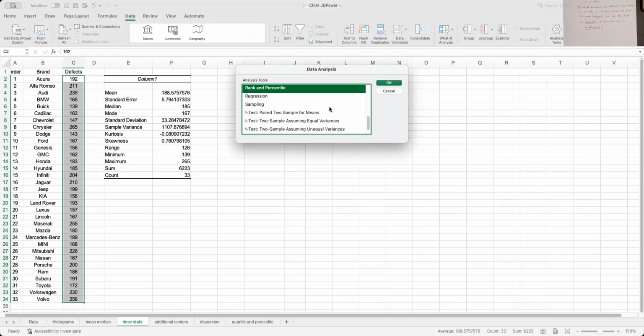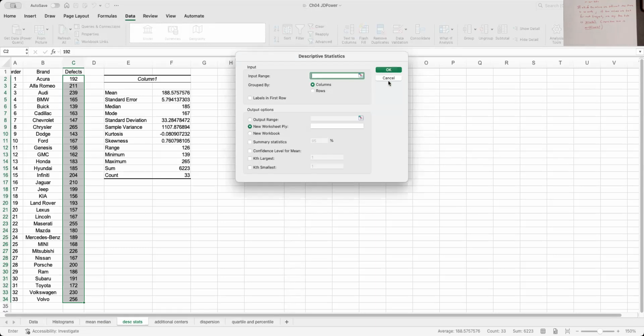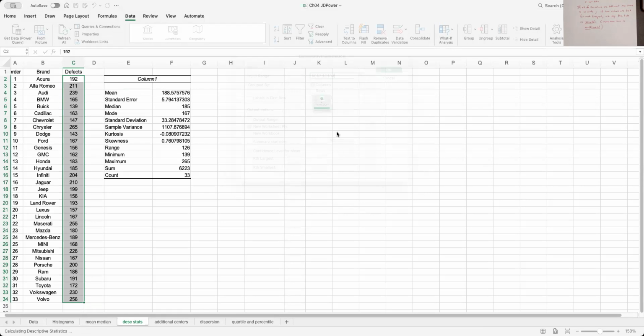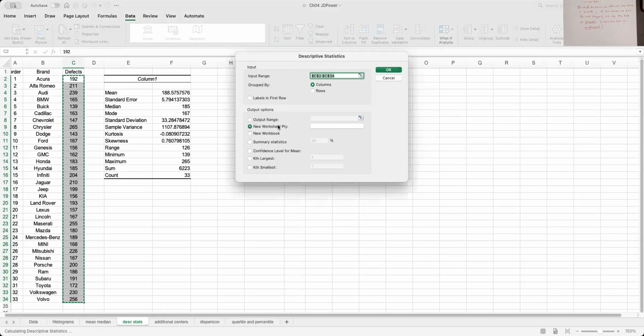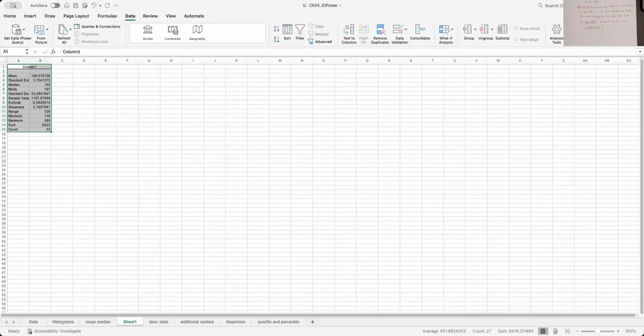If I scroll up, there is a block that says descriptive statistics. If I ask it to do the descriptive statistics, it'll ask me for an input range. I tell it where the data is. The data is in columns. And then it will spit out this block. Oops, forgot to push the button down here. Summary statistics. That's what I want. I want the summary of all of this information. And this is the same block that I was just looking at.